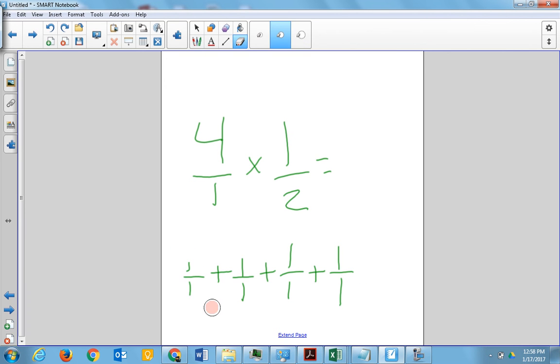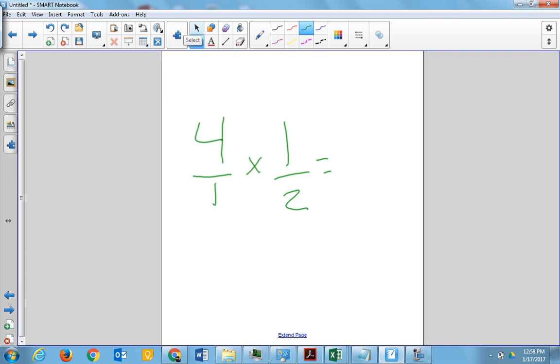Now, as you all know, you can multiply your numerators together and then multiply your denominators together. So here we're going to get 4 times 1 is 4, 1 times 2 is 2. So you have 4 halves, and you're going to simplify this by doing your numerator divided by the denominator. So 4 divided by 2 equals 2.